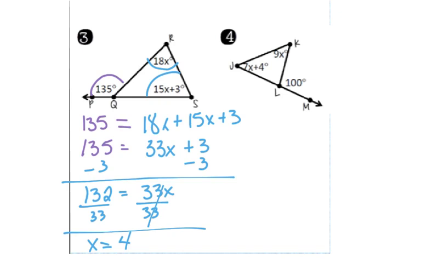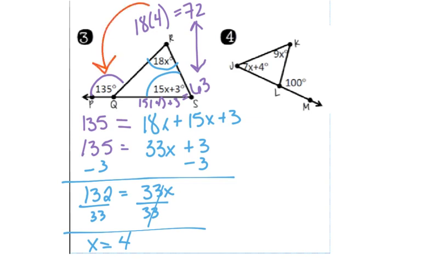Those cancel. So again, you do have to go back and plug in. So here you would have 18 times 4, and that would give you 72 degrees for the measure of angle R. And then here I would have, let me write this under it, 15 times 4 plus 3. So the measure of angle S would be 63. So again, you should be able to add these two angles up and get 135. If you didn't, something went wrong.